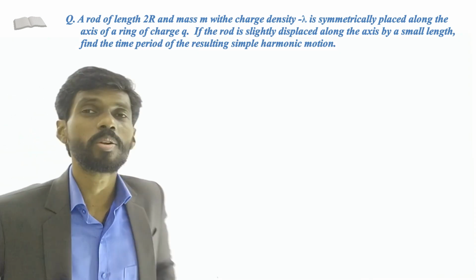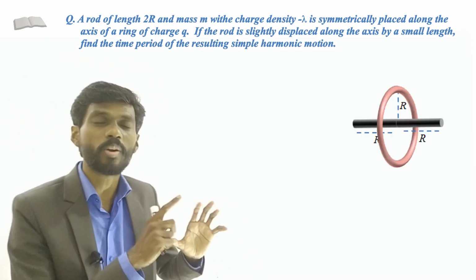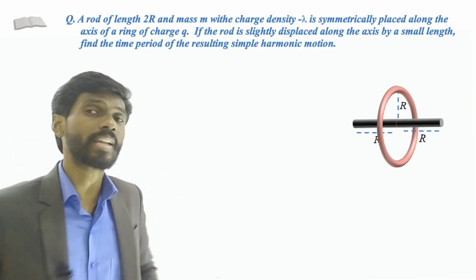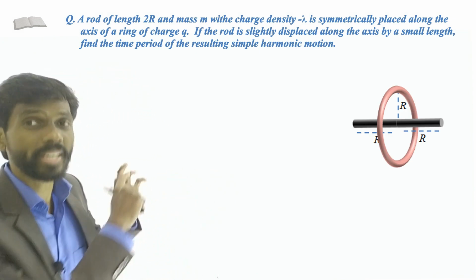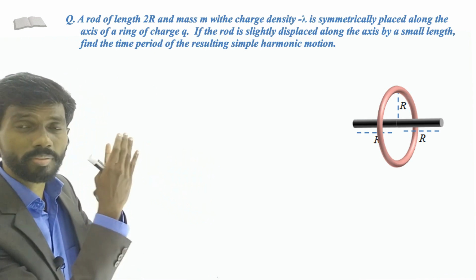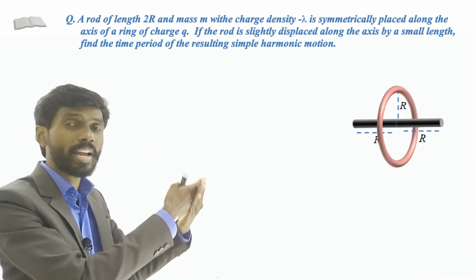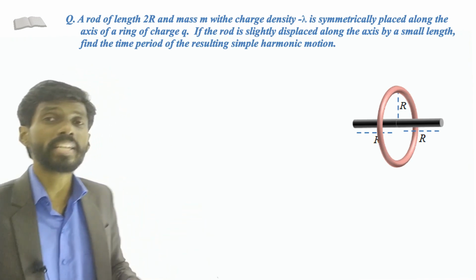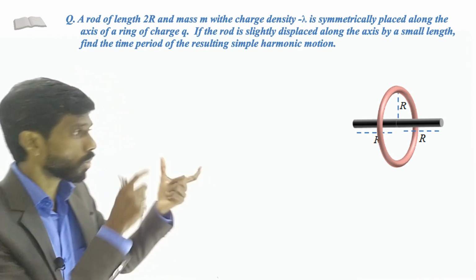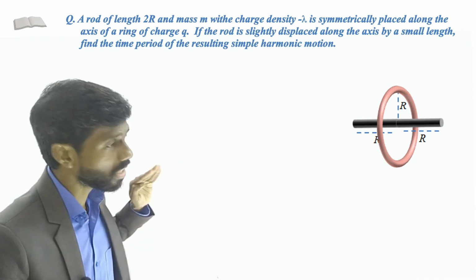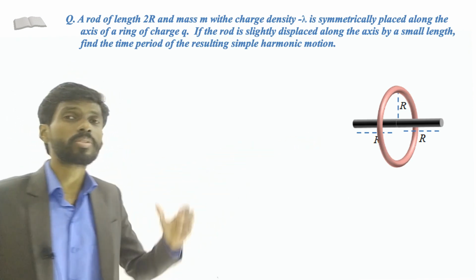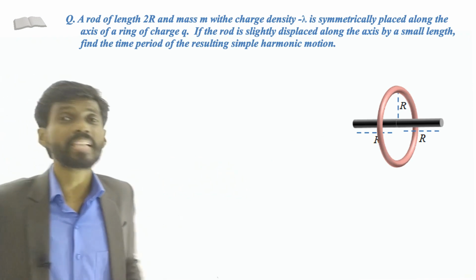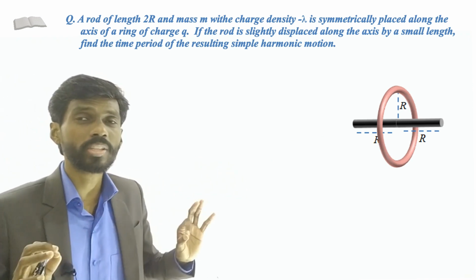So here in this question also we are given a charged ring and a rod, but the difference here is that this rod is of finite length, not infinite length like the last question, and also it is symmetrically placed. So that means the portion of the rod on the right side of the ring and on the left side of the ring have the same length. So the net force acting on this rod is 0, because the portion on the right will experience a force in the positive x direction, and the portion on the left will experience a force in the negative x direction. So the net force is 0, no force acting on this rod.